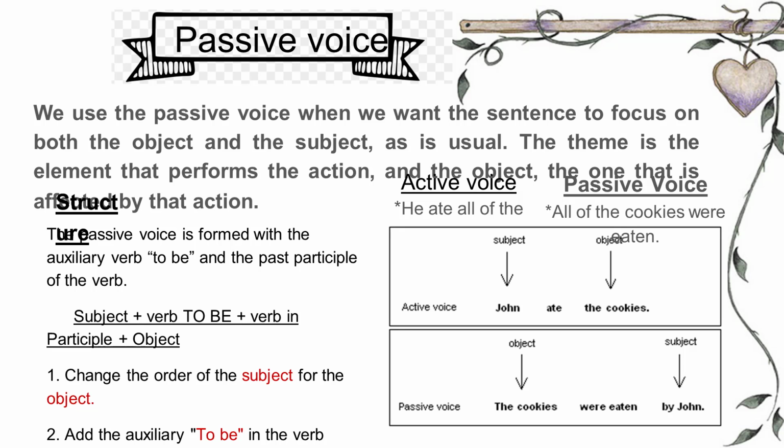The rules are: change the order of the subject for the object, then add the auxiliary to be in the verb tense of the active voice, and finally add the participle of the main verb. As examples, active voice: she ate all of the cookies, and passive voice: all the cookies were eaten.